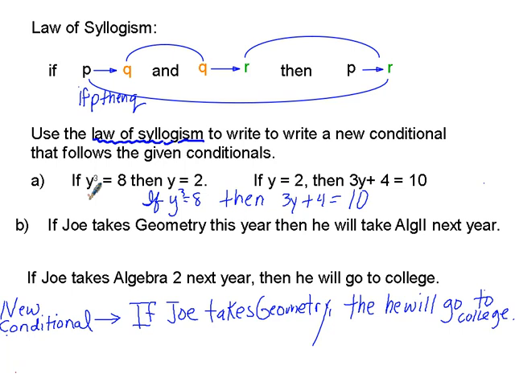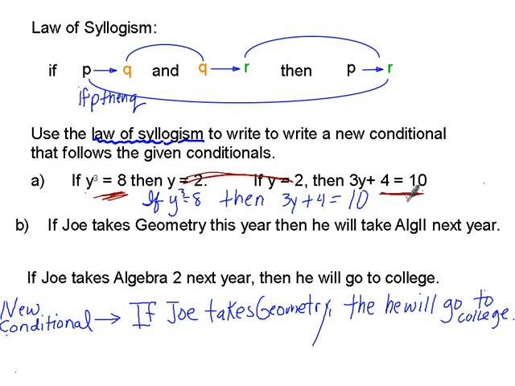If y to the third equals 8, then y equals 2. That's your first conditional. Second conditional, if y equals 2, notice that these relate, then 3y plus 4 equals 10. By the law of syllogism, we can conclude that if y to the third power equals 8, then 3y plus 4 equals 10.